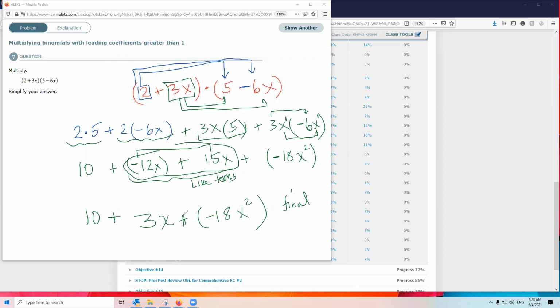Now, one comment is anytime you add a negative quantity like this, it's the same as subtracting. So another way you could write this answer is like this with a subtraction sign. This would be okay also. Either one of these answers is acceptable. Notice I have to stop here because these are unlike terms, so I can't do anything else to combine these together.